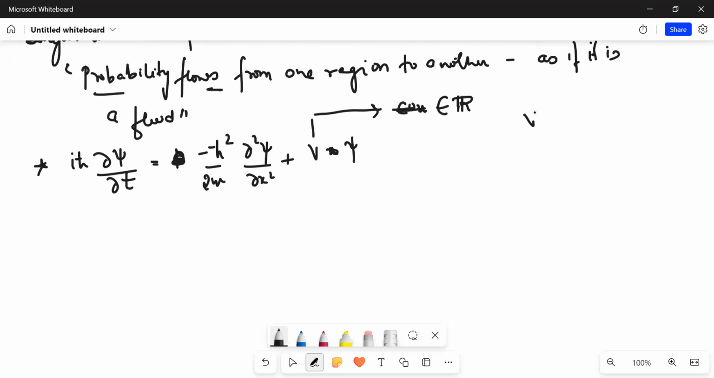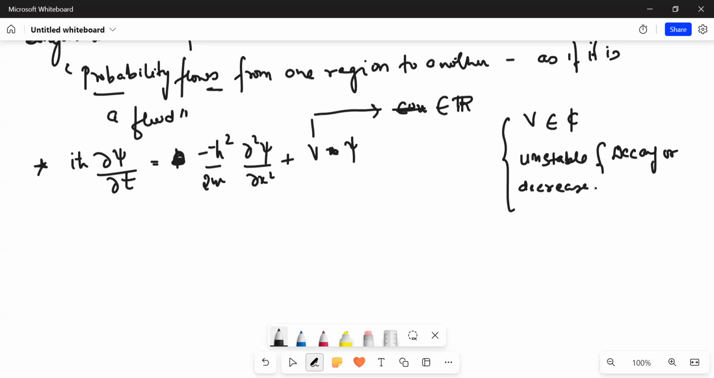Because we have seen that if V is complex, or if we are talking of some unstable particle where there is a decay or decrease of probability with time, then in these cases the probability does not remain conserved, rather probability behaves as if it is a function of t. Okay, so this we have seen. So we are taking the potential as a real function. Fine, this is all good.